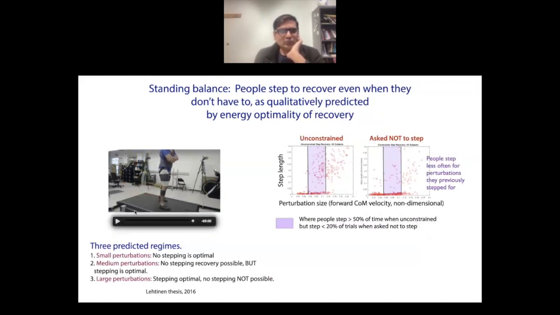So during standing perturbations, if you ask people to not fall down, for small perturbations, they don't step. For large perturbations, they step. For intermediate perturbations, it turns out they step even though they can recover without stepping. And it turns out that our model predicts that, where there is an intermediate range of perturbations where it is possible to recover without stepping, but it's energy optimal to step. And people seem to show that kind of behavior in experiments.